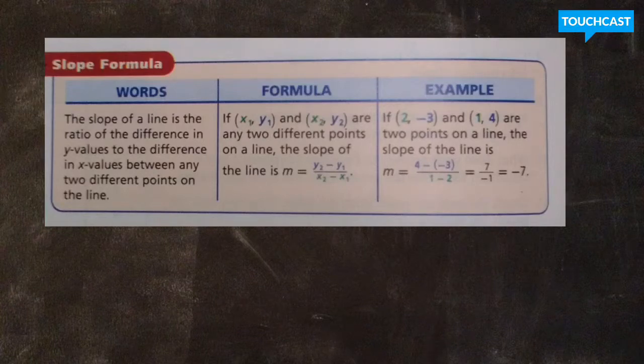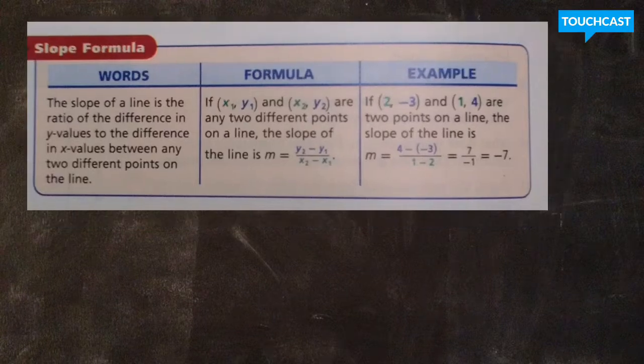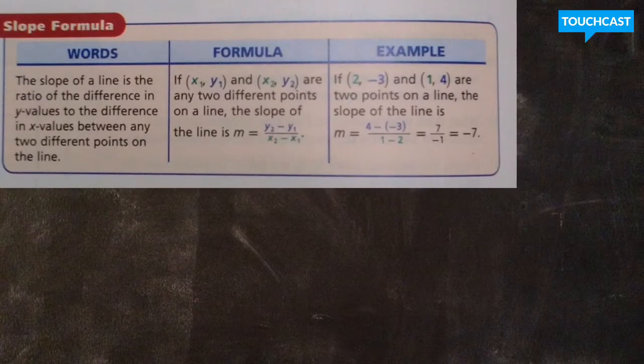Well, 4 take away -3 is just like 4 plus 3, so that's 7. And 1 take away 2 is -1. 7 over -1 is -7. Really, the important part of the slope formula isn't which point is first, which is second. It's that when you plug the numbers in, you need to make sure that whatever point you call x1, y1 always is being used as x1 and y1.